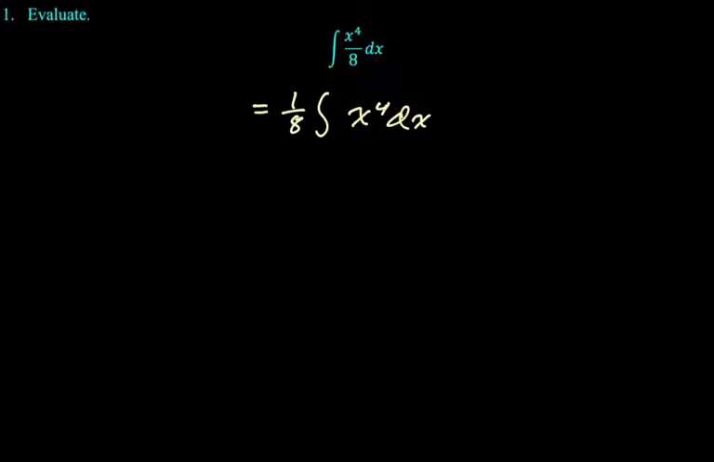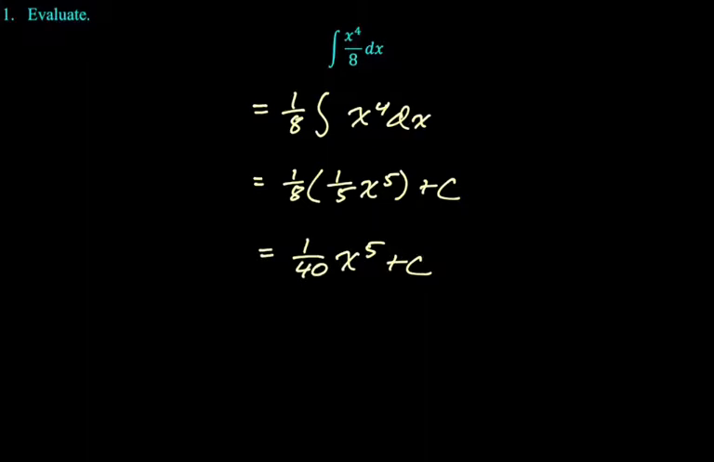Pulling out the 1/8, I'm going to reverse the power rule, get 1/8 times 1/5 x to the fifth plus c, and then I'm going to multiply those and get 1 over 40 x to the fifth plus c. I don't know how this made it into the problem set, but whatever. It's there, it's done. Next problem.